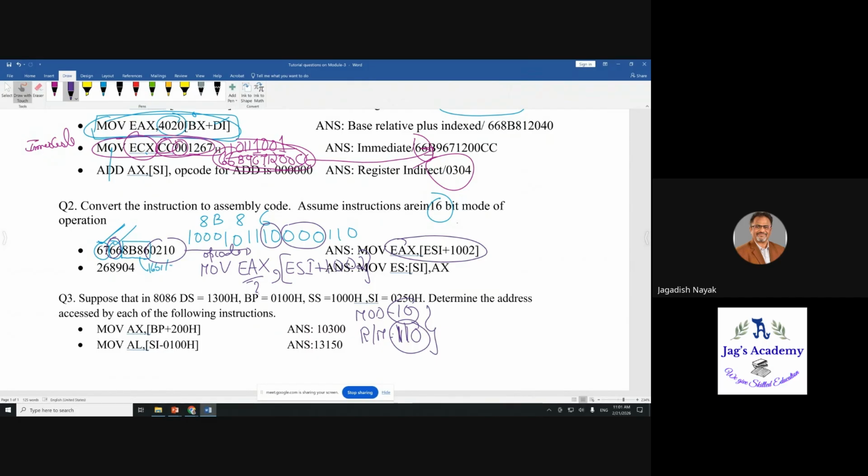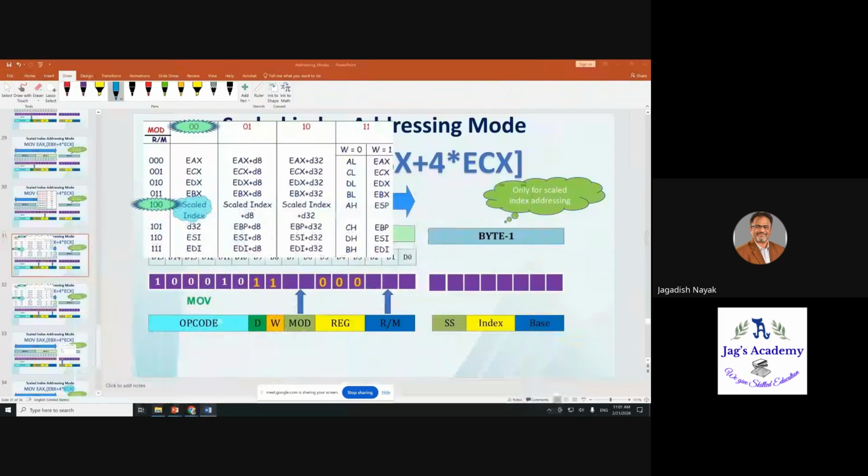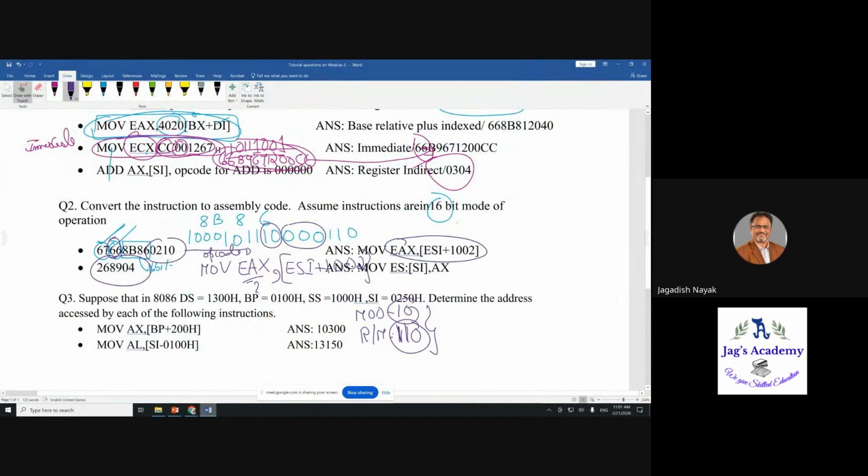Now, can you do the next one? 268904. Now, see, there's a violation. There is an overriding, right? There's an overriding. 26890.